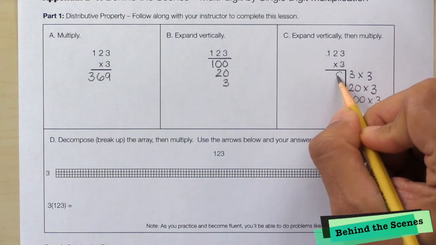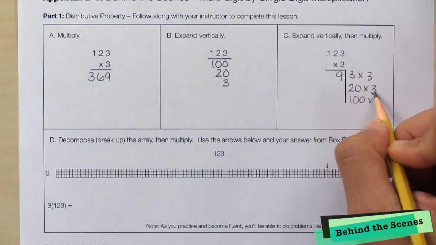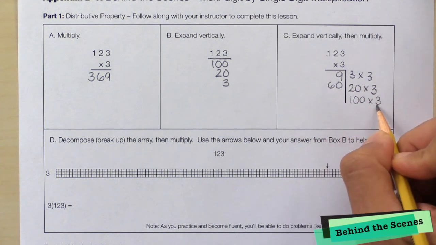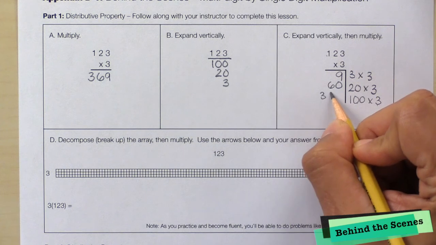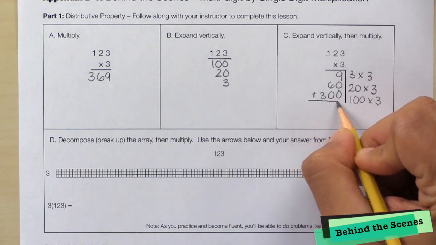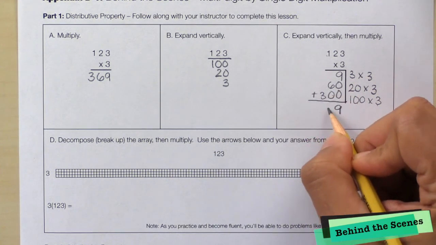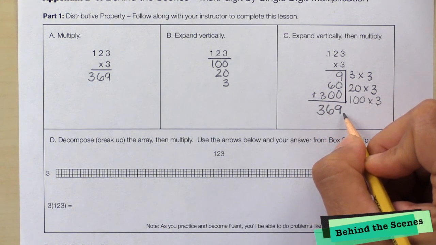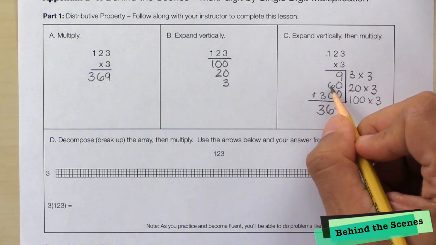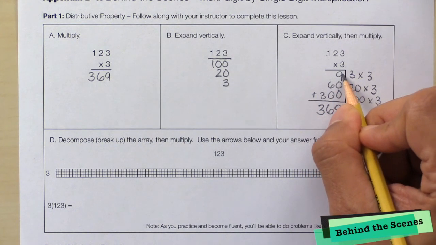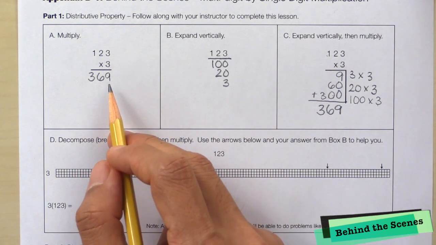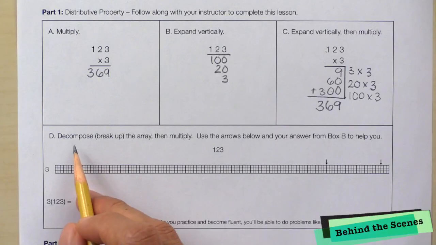Now let's multiply. 3 times 3 is 9. 20 times 3 is 60. And 100 times 3 equals 300. Add them up. And our answer is 369. Here's 369, and it matches this answer of 369. Finally, we have box D.